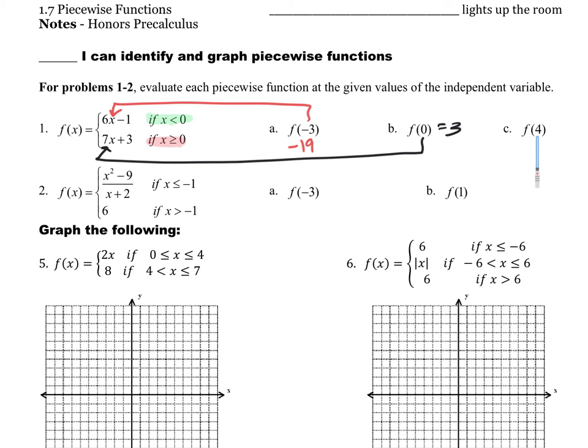And finally, what about a 4? Is 4 less than 0, or is 4 greater than or equal to 0?